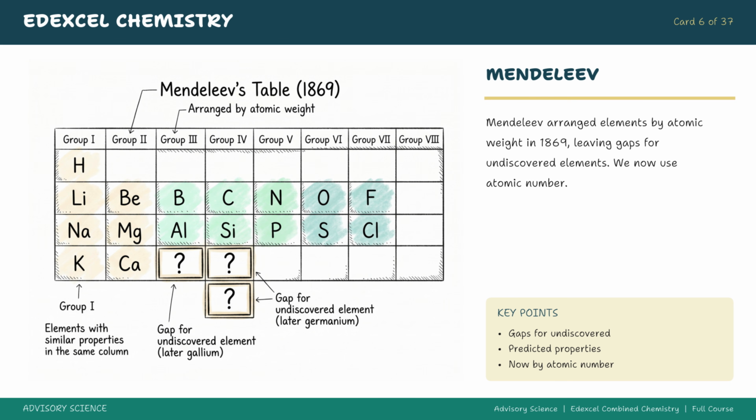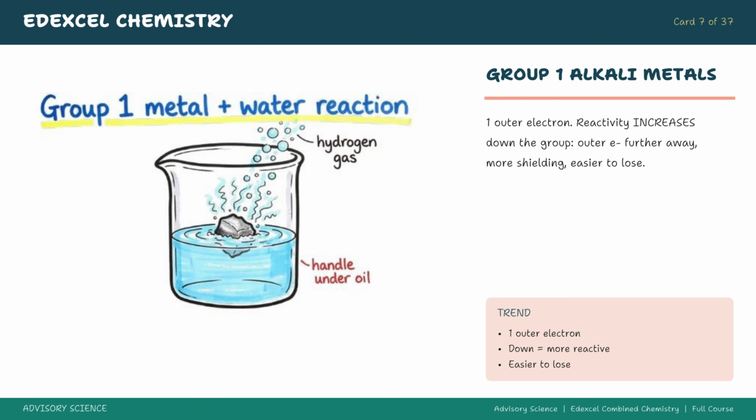Mendeleev guessed, Moseley measured. Mendeleev predicted, later work confirmed atomic number was the right ruler. Group 1 alkali metals. Group 1 metals all have 1 electron in their outer shell, so they react in similar ways. As you go down the group, reactivity increases, and that's because the outer electron is further from the nucleus and shielded by more shells, so it's easier to lose that electron.